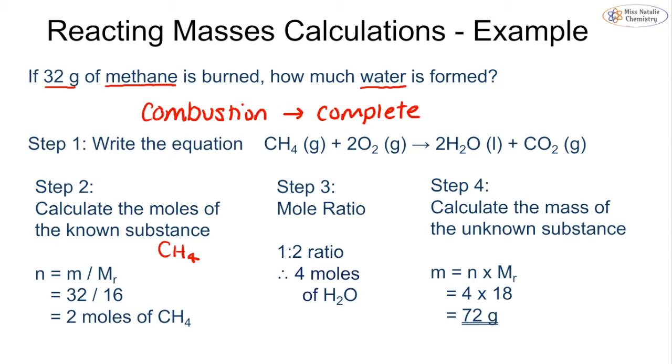This time again, for my mole ratio, I need to look at my coefficients. I have nothing in front of the CH4, but I have a 2 in front of the water. That means for every 1 mole of methane that reacts, I make 2 moles of water. So if I have 2 moles of methane, I have to multiply it by 2 to get 4 moles of water being formed. Then I can calculate my mass of my unknown substance, or the water in this case, and the mass is 4 moles times the MR of 18 to give me an answer of 72.